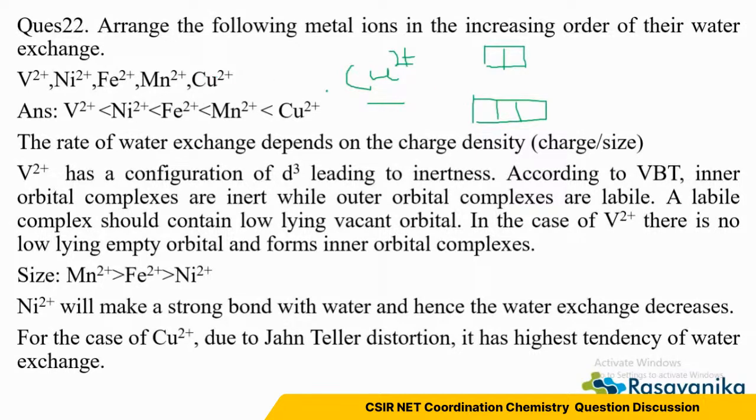Arrange the following metal ions in the increasing order of their water exchange. So the rate of water exchange depends upon the charge density. So we have discussed about the vanadium 2 plus, right? And we have discussed about the size also.